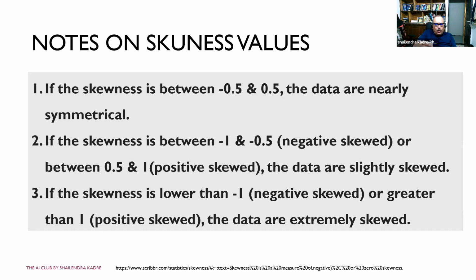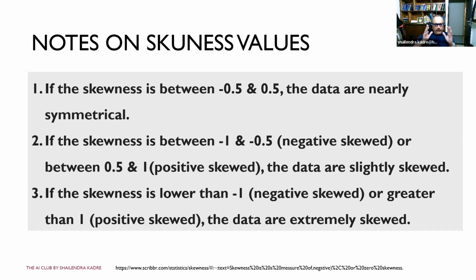If skewness is lower than minus 1, meaning minus 1.5, minus 2, minus 3, minus 10, minus 15, anything below minus 1, minus 50, minus 60, it is highly negatively skewed. So minus 2 means it is highly negatively skewed. And if it is more than plus 1, so 1.5, 1.75, 2, 2.5, 3, 4, 5, whatever number is more than 1, then it is highly positively skewed. Okay. So that's how you have to interpret this.